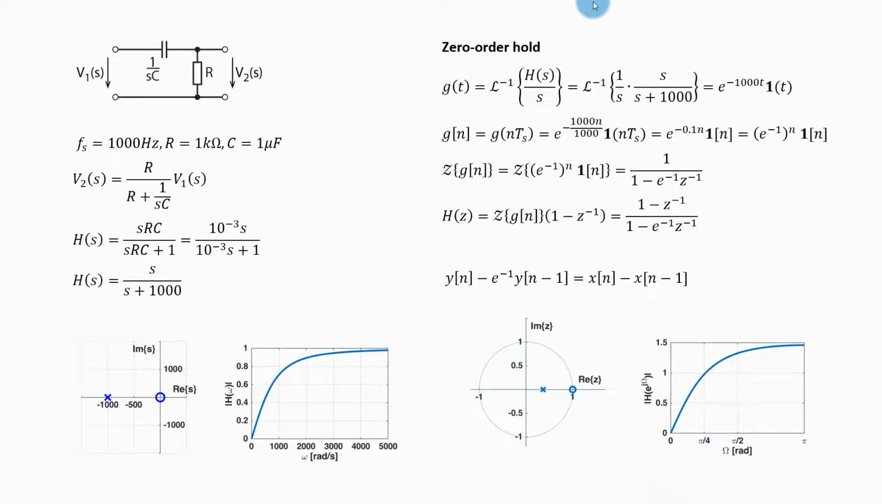So this is how you can do the zero-order hold discretization. The principle is simple, but the computation of the inverse Laplace transform and the z-transform can get a little bit more complicated.